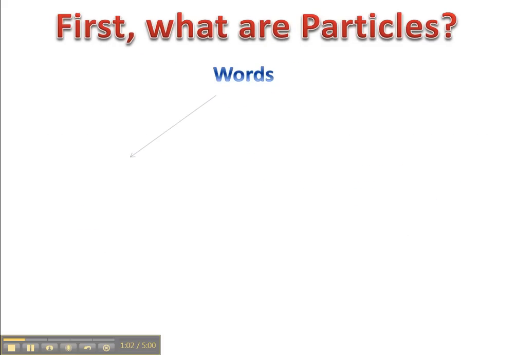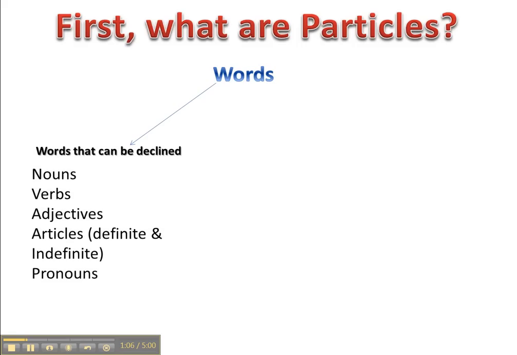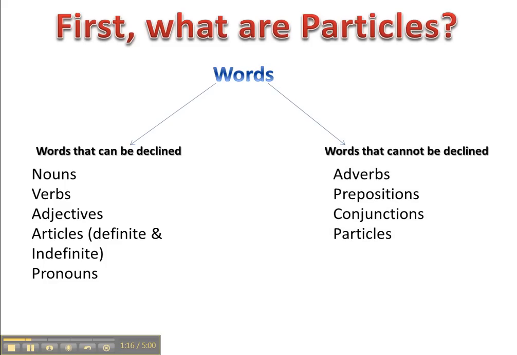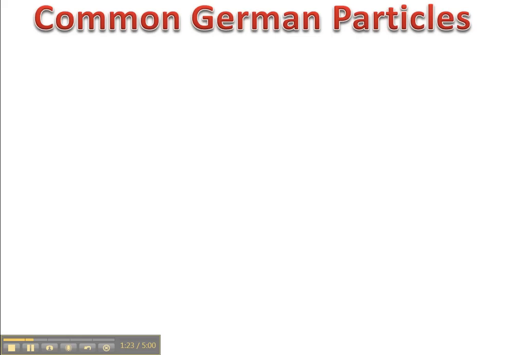Well, first let's look at what particles are. In German, you have words that can be declined, such as nouns, verbs, adjectives, articles, both definite and indefinite, and pronouns. And you have words that cannot be declined. In this category fall the particles, in addition to adverbs, prepositions, and conjunctions.